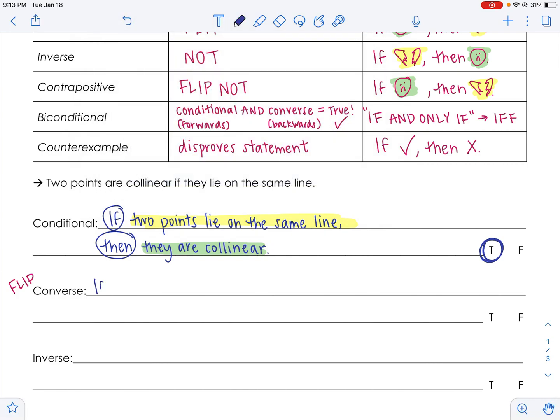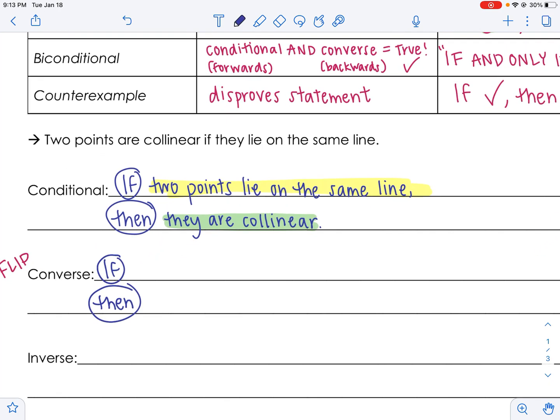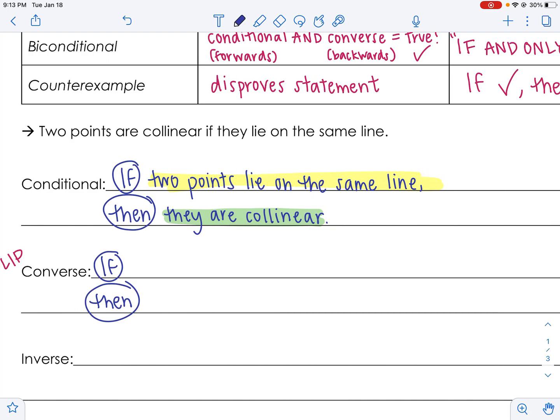I'm still going to start with if and then, but now I'm going to flip it. So I'm not going to say if 2 points lie on the same line, then they're collinear. I'm going to say if 2 points are collinear, then they lie on the same line. And it's okay if your grammar's a little bit off. A lot of people will say if they are, but I'm going to always do if 2 points, just so we know what we're talking about. So if 2 points are collinear, that's the main point here, then they lie on the same line.